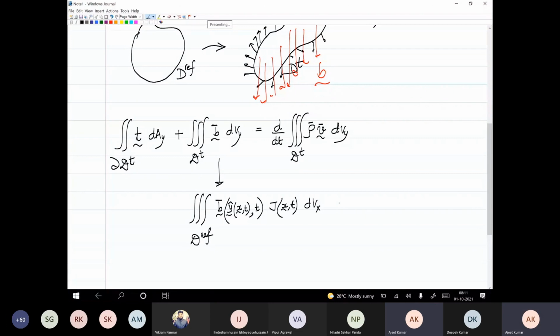And likewise on the right hand side, this you can write as d/dt of the integration over d_t, the current region of the part of the body, and then, sorry, I want to make it d_ref, so this becomes integral over d_ref, and you have this rho bar as a function of y hat of x comma t, and likewise you can think of this v bar also, and then you have this J and dv_x, right? And then you use mass continuity to say that this rho bar times J is rho naught, the referential mass density.